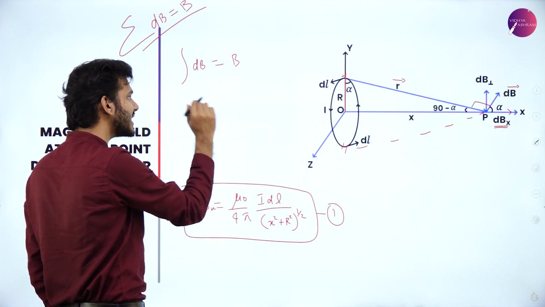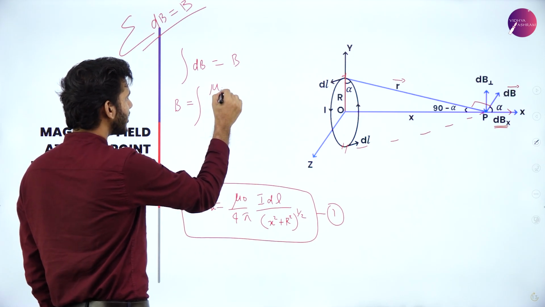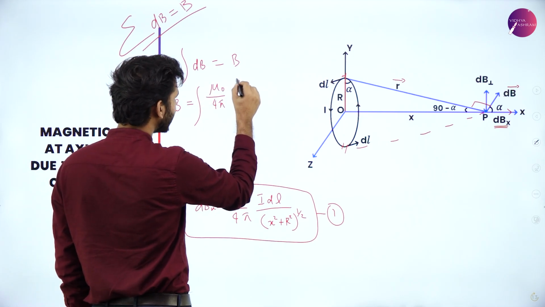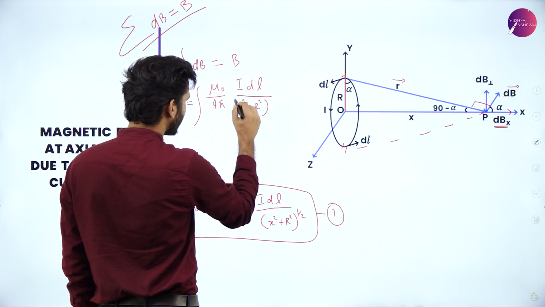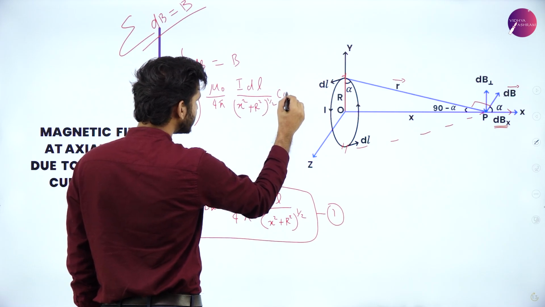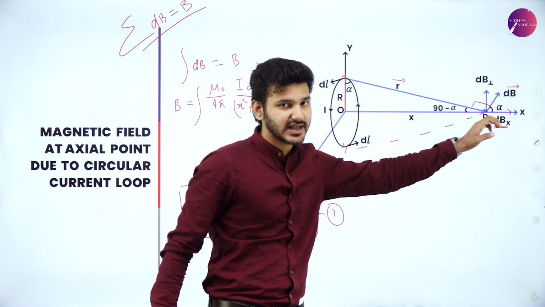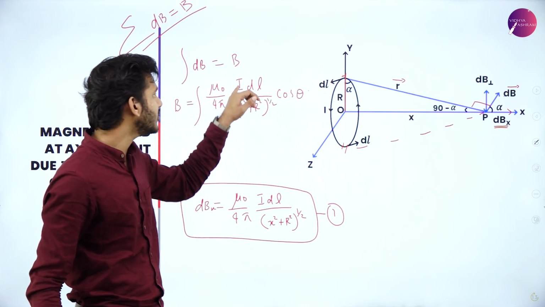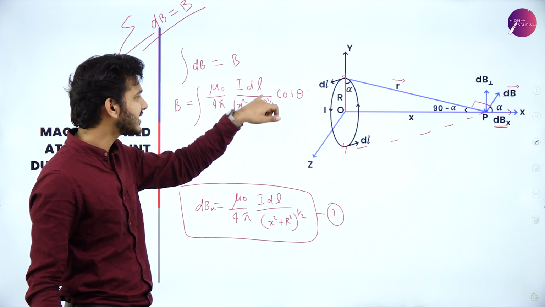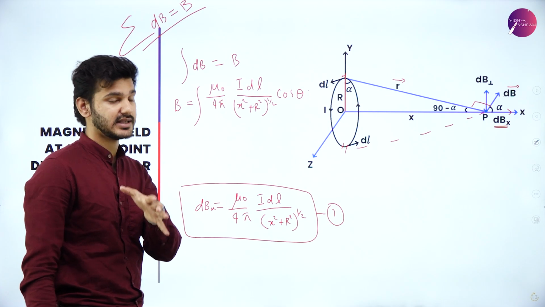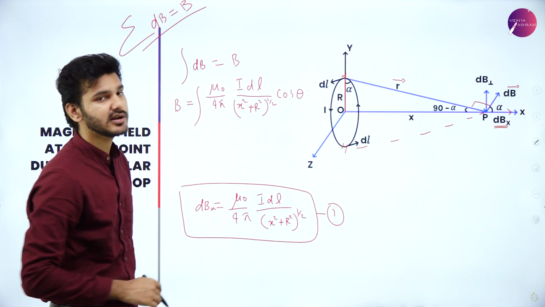So in order to find out the net magnetic field, B will be equal to integral mu naught by 4 pi I dl divided by (x square plus r square) whole raised to 1 by 2 into cos theta, because it is only the x component that is acting, there is no y component. So we converted this particular term into its scalar form, that is why there is a cos theta here, not sin theta, because the sine components cancel each other out. So we arrive at this particular equation.